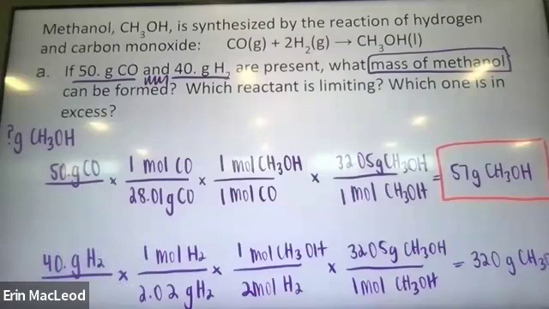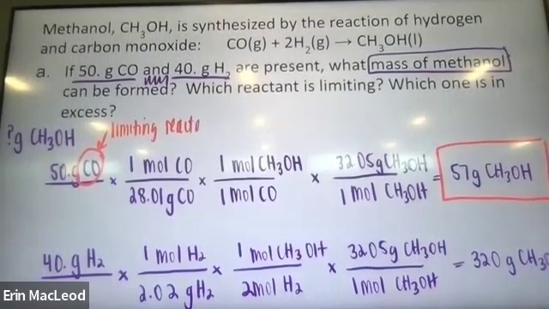So in theory, we should make 57 grams. And at that point, all of our CO is gone. We don't have any more of it to react. Second part of it's always going to ask you, who was our limiting reactant? Who was our excess reactant? All you need to do to figure that out, whichever one you circled as your smaller one, go back to the very beginning of that conversion. Here is your limiting reactant.